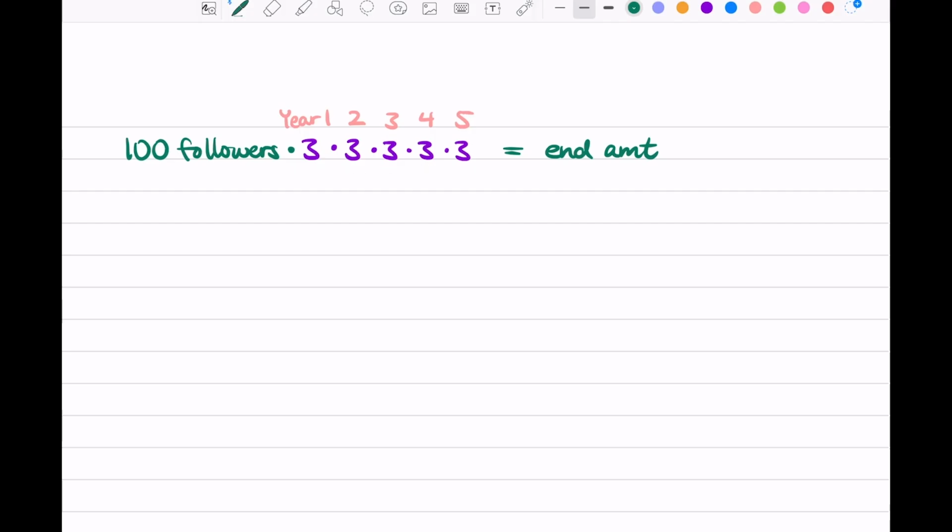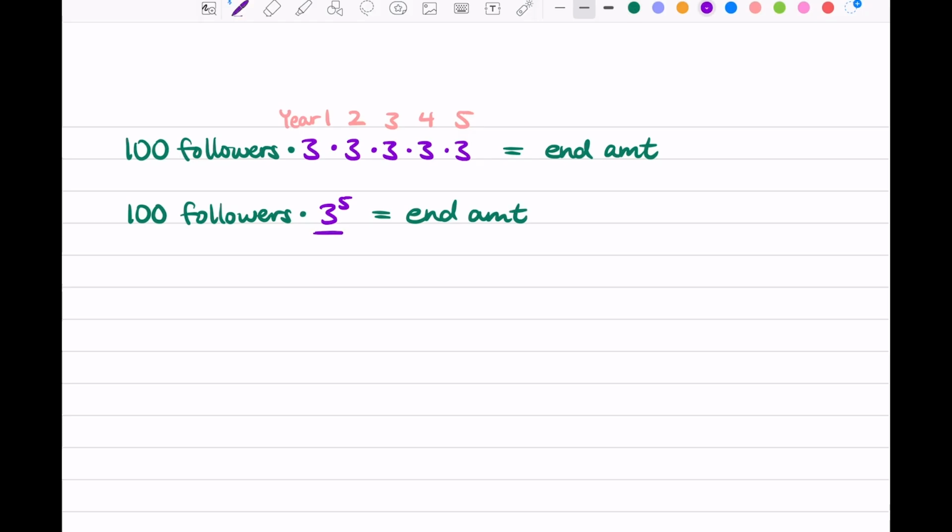Now let's try to clean this up. So we have 100 followers. Now we're multiplying 3 5 times. So how can we rewrite that? We can use exponents. So this would be 3 to the 5th power. And multiplying this would still give us our end amount.